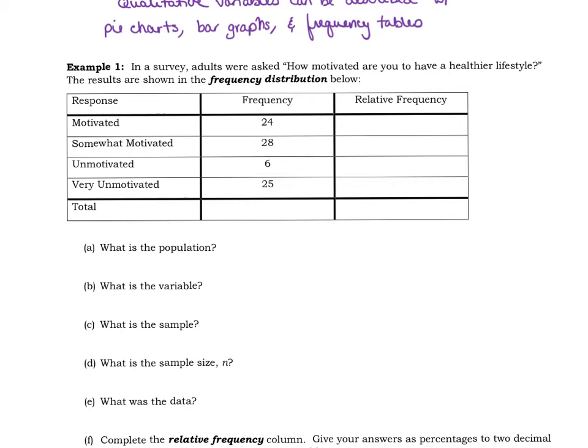So it says up at the top, we were asking adults. So again, using the word all, we didn't ask, but the population is all adults. That's who we're interested in learning about. Okay, so what is the variable? So what were they trying to find out? Okay, so the variable in this case is their level of motivation to live a healthier lifestyle.